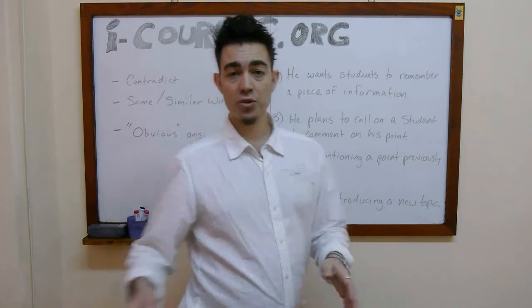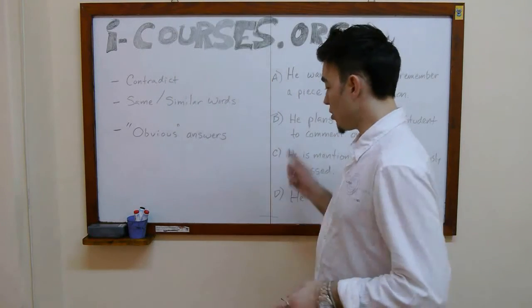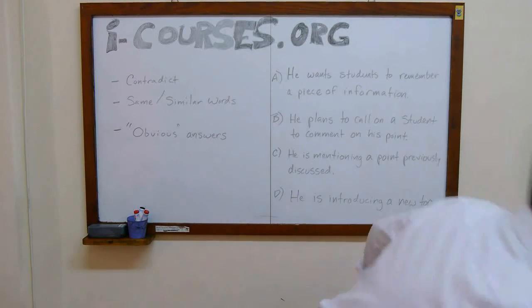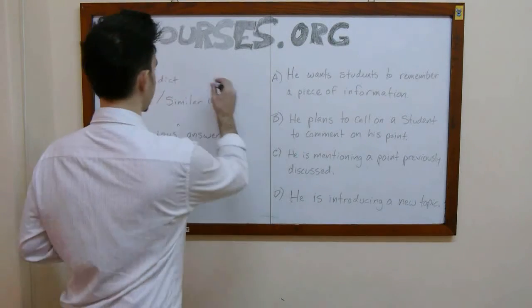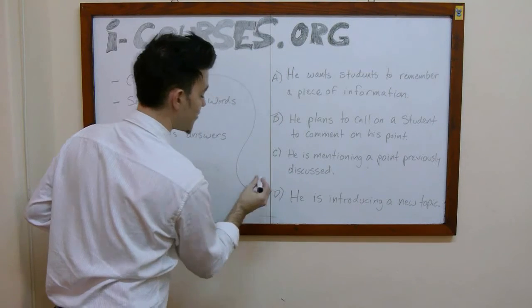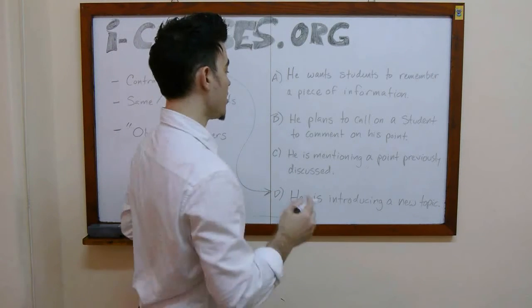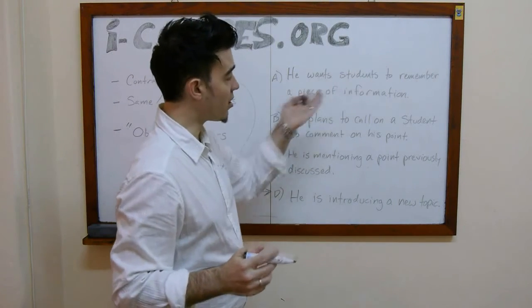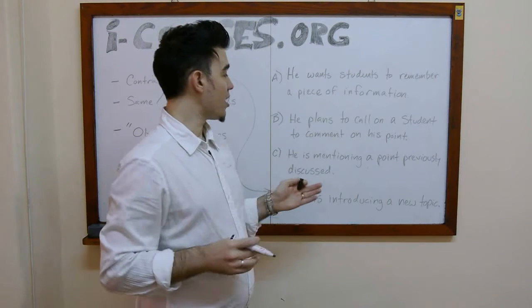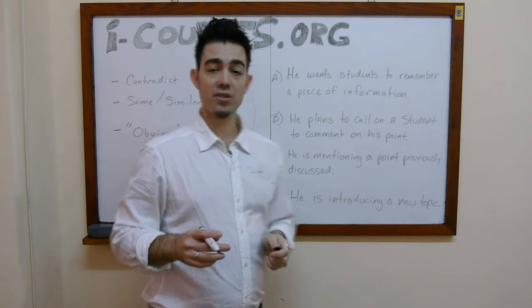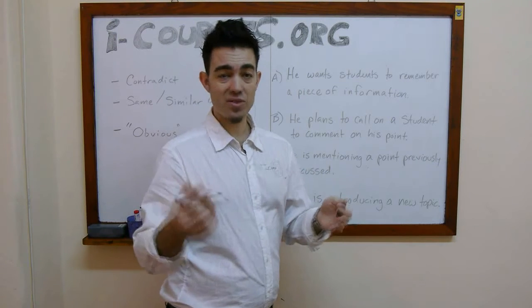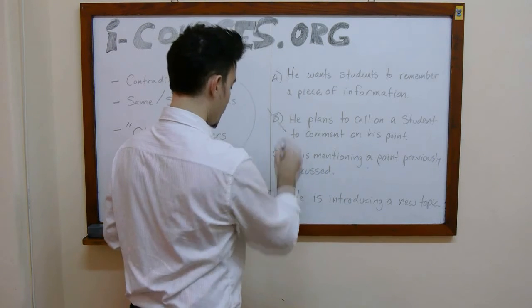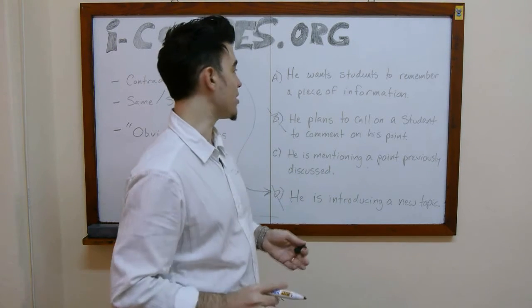So these are the things that you have to look out for. Answers that contradict the meaning. So first of all, you can eliminate any answer that contradicts the meaning. That will save you some time. Now you only have 3 to choose from. Okay, remember and recall. Those words are similar. He plans to call on a student. Well, that's a word that sounds about the same, but it has a different meaning. So we know it's not B, and we know it's not D.